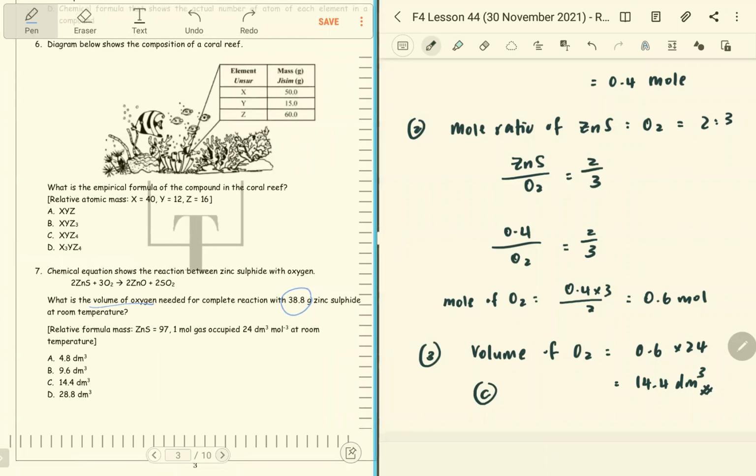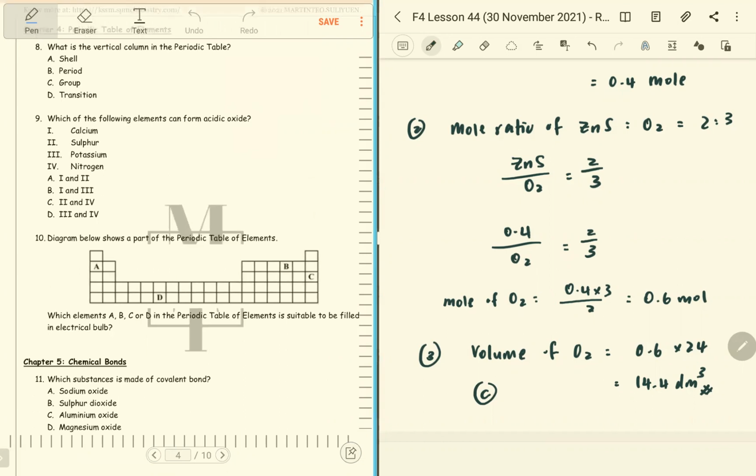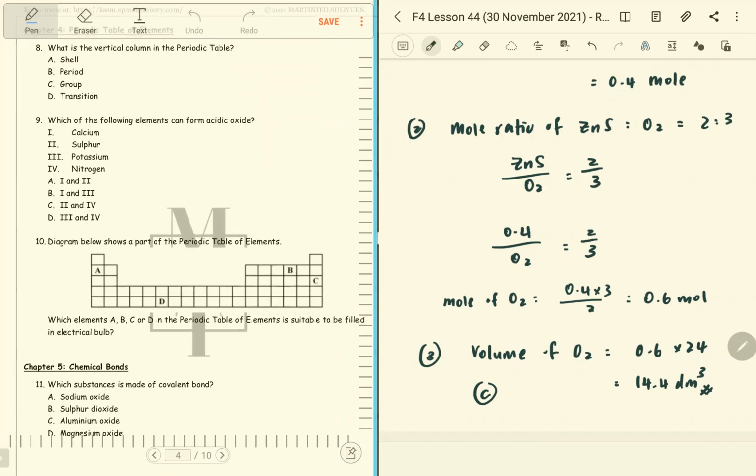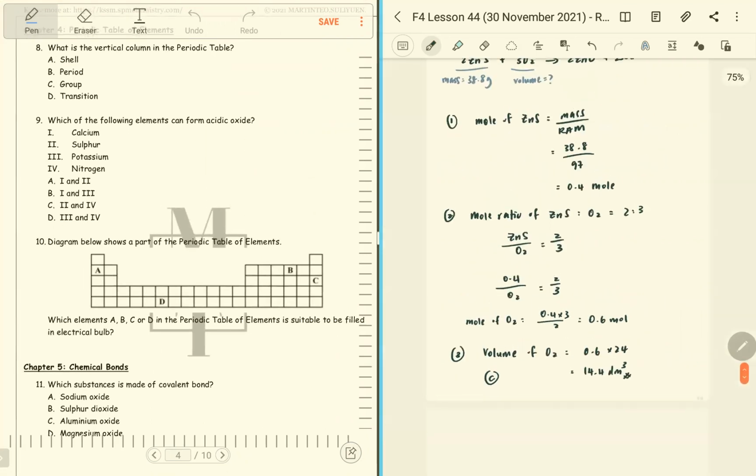Okay, next page. Again, 5 more minutes, and I will discuss this page. If you want to copy for this question, go ahead.